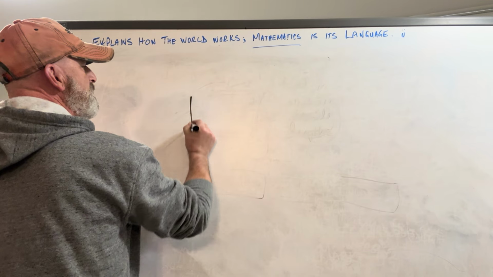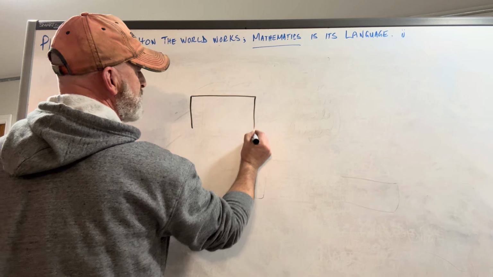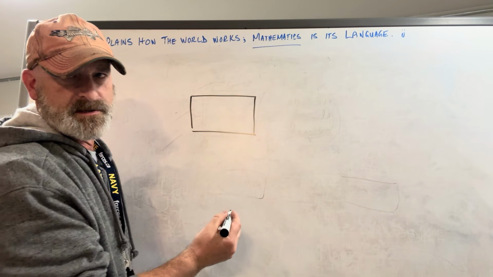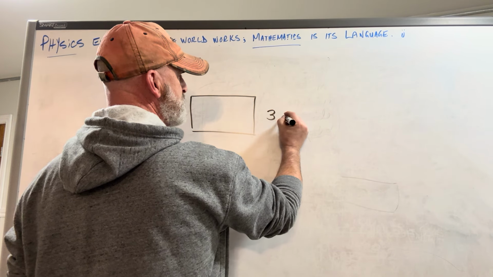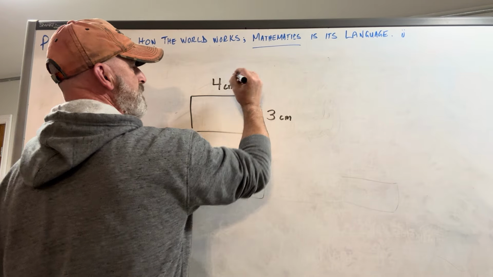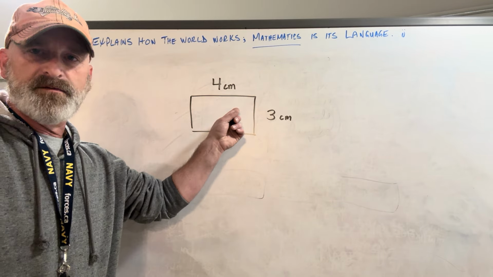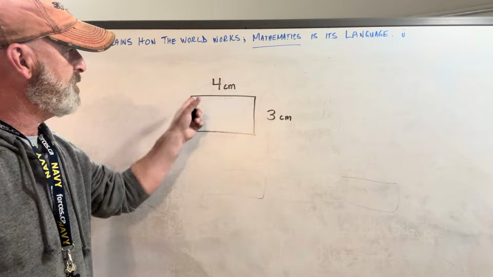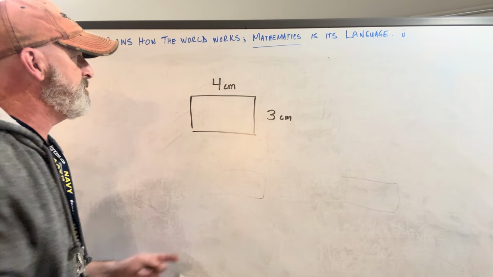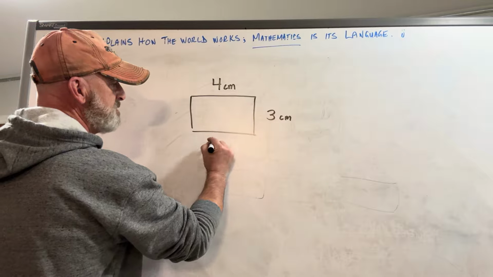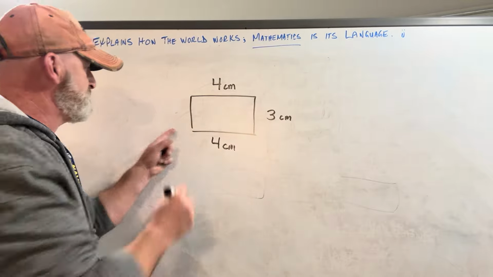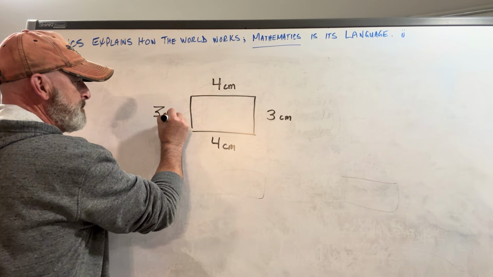So let me say it like this. Let's have a rectangle that is, let's make it easy, 3 centimeters, and the height and the width are 3 and 4 centimeters. I told you it's a rectangle, so this side is the same as this side. Let's write it down. And this side here is the same as this side. Let's write it down.